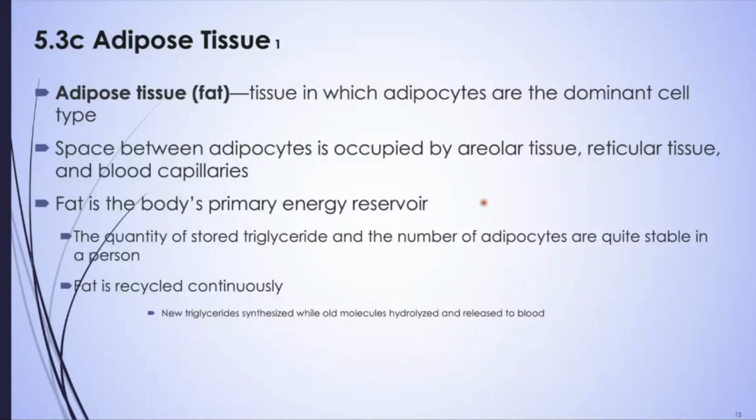Moving on to your adipose tissue. I've got a deep respect for some adipose tissue. Your adipose tissue is going to be composed primarily of adipocytes. Anytime you see cyte, that means cell, okay? So they're essentially, quote, fat cells. There's going to be space between those adipocytes. That space is going to be occupied by areolar tissue, reticular tissue, and blood capillaries.